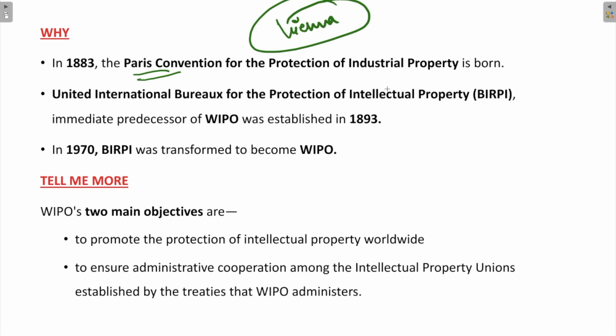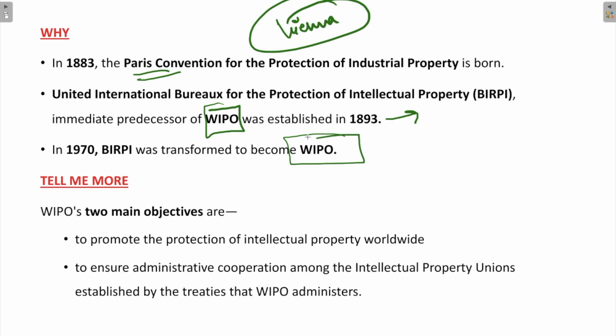So, the United International Bureau for the Protection of Intellectual Property, which was the immediate predecessor of WIPO, was established in the year 1893. So, 10 years after the Paris Convention in 1883, the Bureau was established, and later in 1970, this BIRPI was transformed to become the World Intellectual Property Organization. So, the need for the organization arose when people felt that their property was not secured or would be exploited commercially in other countries.